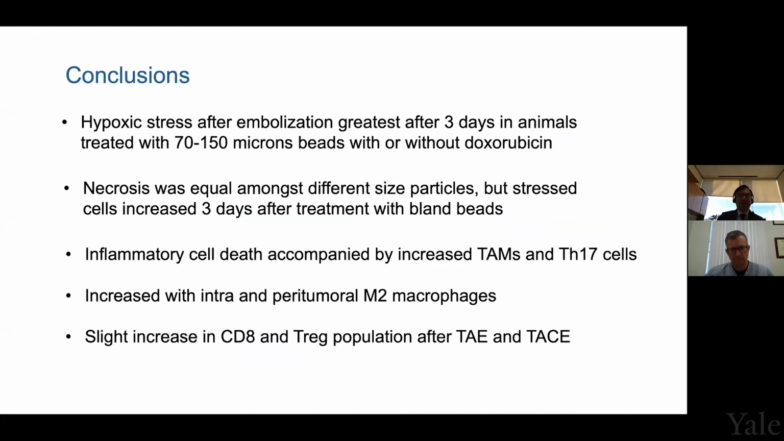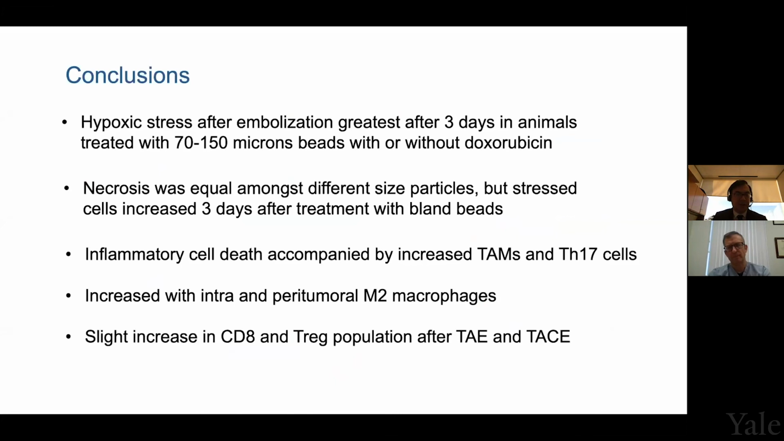So the conclusion of the study is that hypoxic stress after embolization is greater than 3 days in animals treated with larger beads, and it does not matter if you have drug or not. Necrosis does not change between the different particle sizes, but we did see a little more necrosis in the animals treated with the drug.